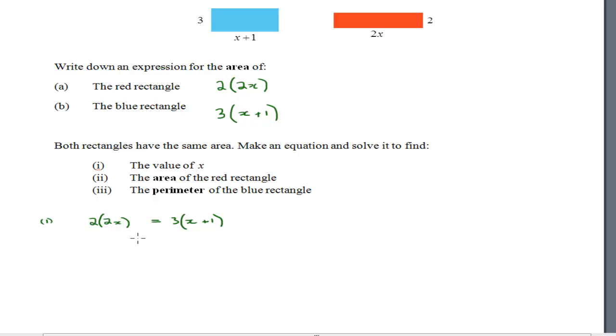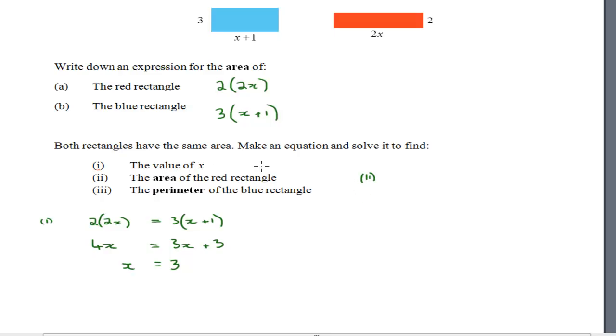And once we've got there, then things should start to sort of unfold, because removing the brackets would be the next sort of logical step, giving us 3x plus 3 on this side. And then we can solve this thing by subtracting 3x from both sides and giving us x equals 3. So we have now answered part 1 of this question. We've got the value of x. I'm just going to put part 2 over here.